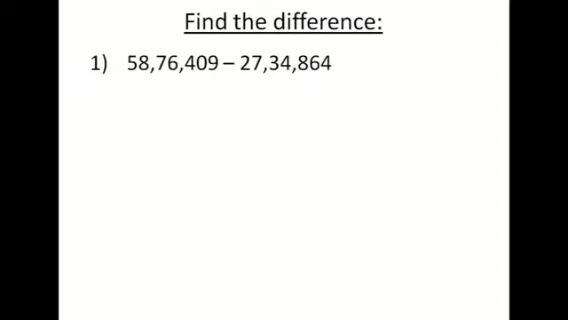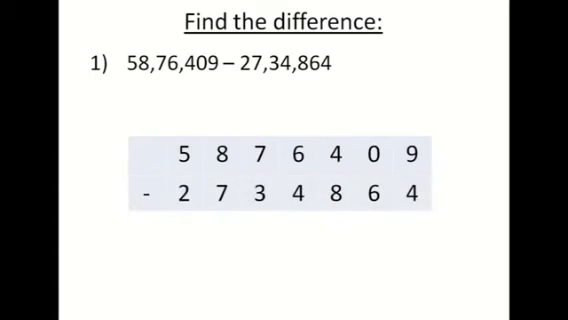Now we will do subtraction for large numbers. Look at this example. It is 58,76,409 minus 27,34,864. So the first thing you have to do, you have to arrange them. So write this number on the top and down this number. So start writing. Have you written this first number? Now down, write down the second number.